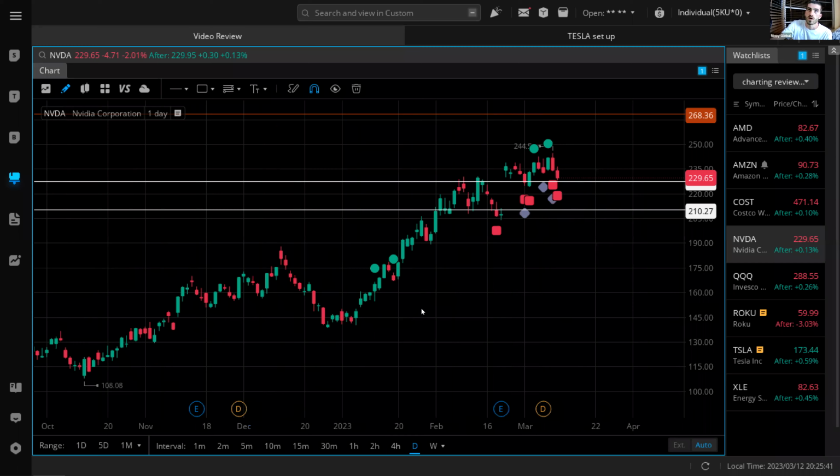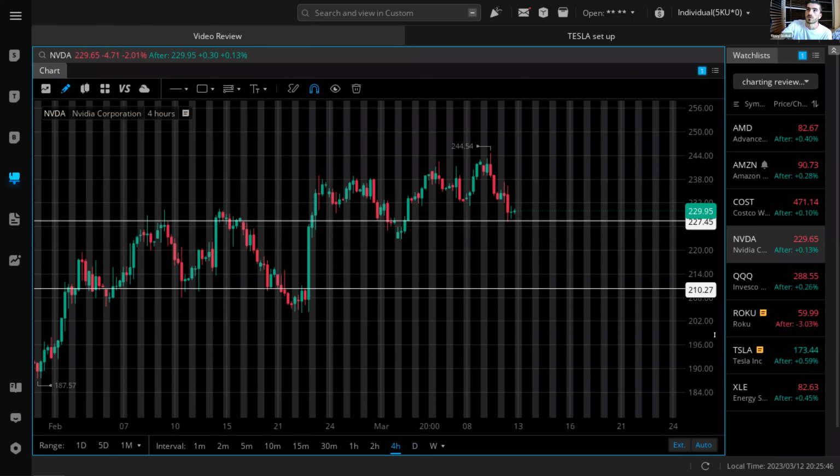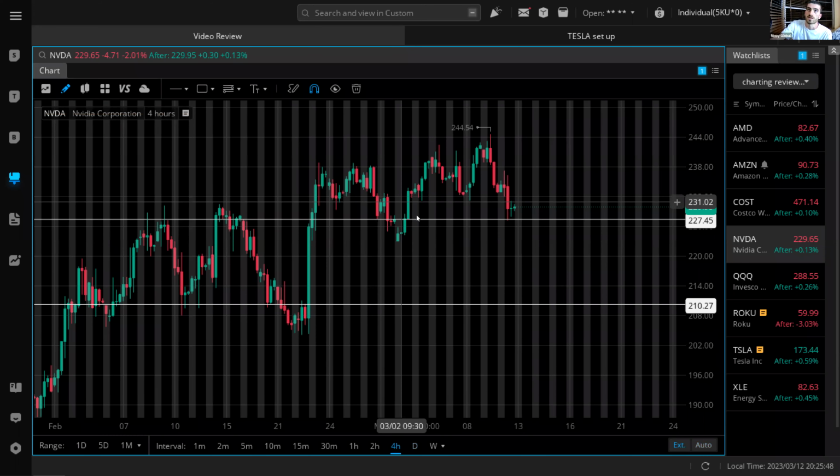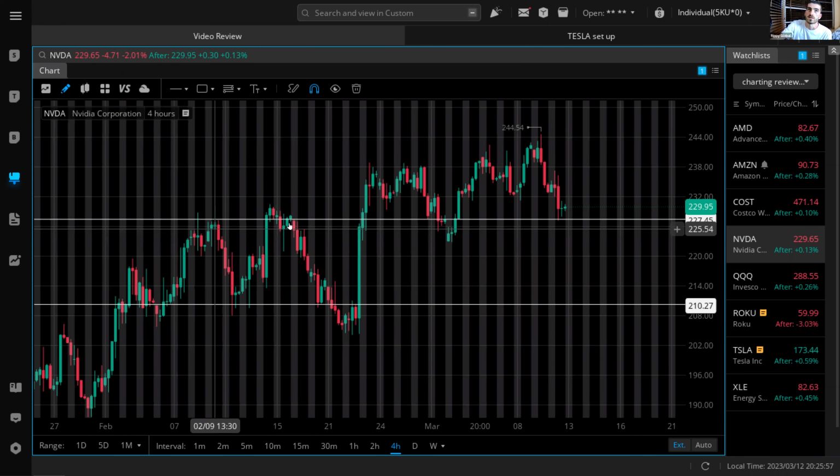So when I switch to the 4-hour now, we have this 227 a share. That was the first support. If you don't want to wait for 210, the 227 is going to be a heavy watch. Obviously, Friday we wicked down and held, and back in February on the 9th and also the 14th and 15th, we had it contested.